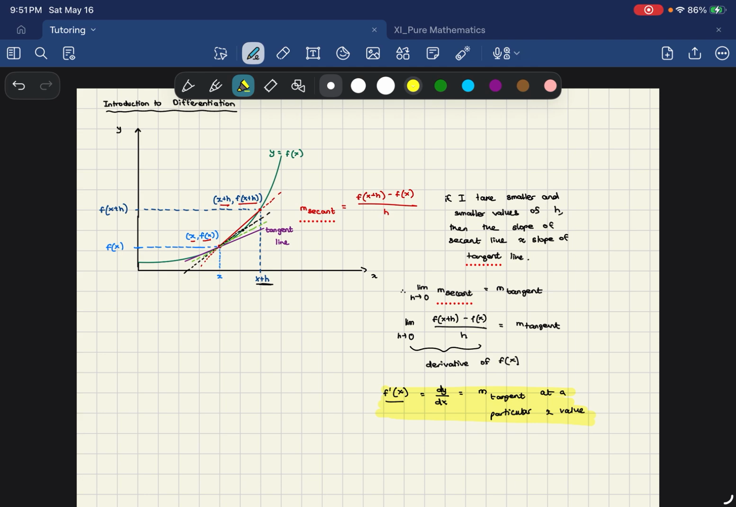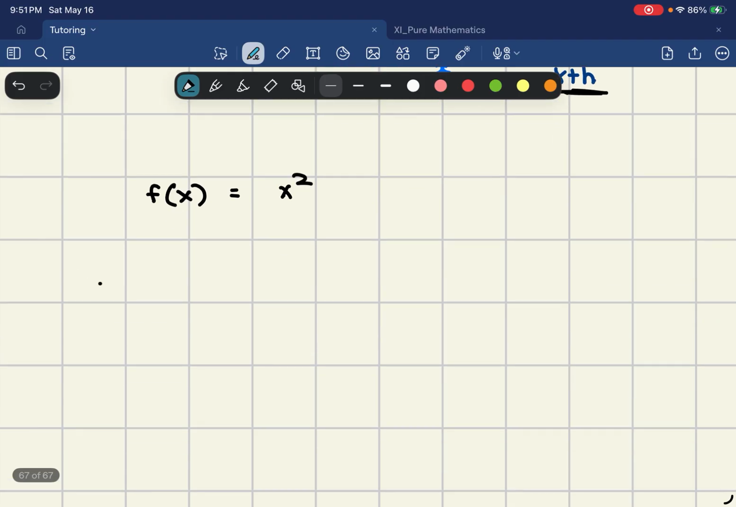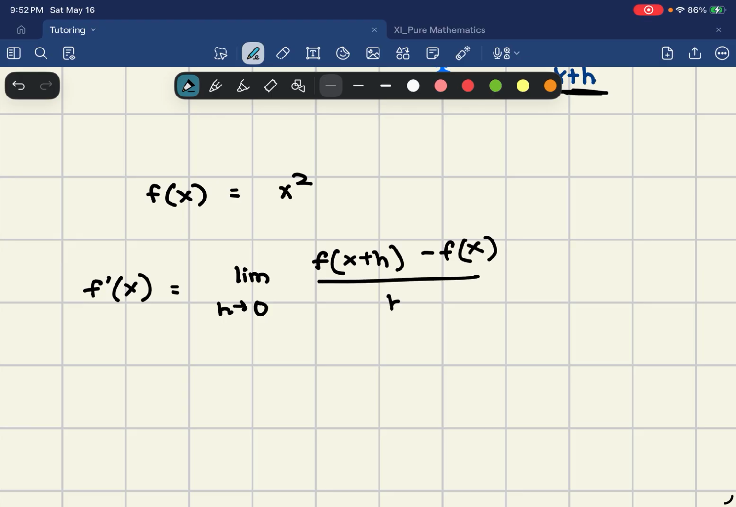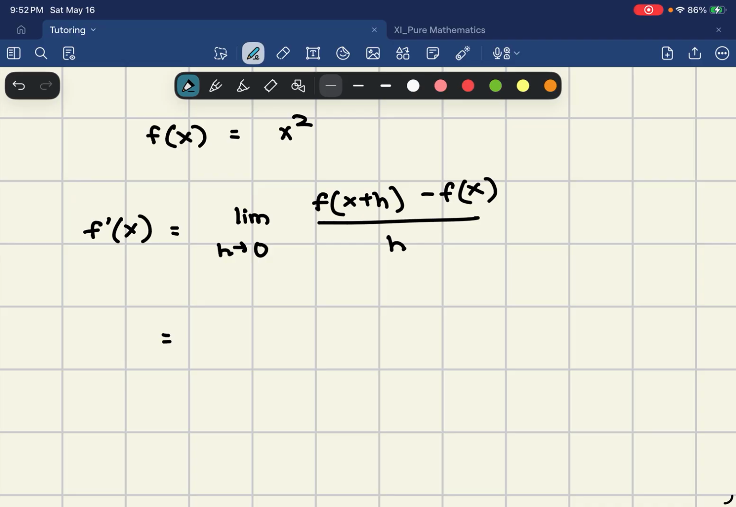So let's do a practical example first. If I have f of x is equal to x squared, I want to find f dash of x. So how do I do it? Well, f dash of x is the limit as h tends to 0 of f of x plus h minus f of x, divided by h, right? This is what we have established. This is the definition of f dash of x.